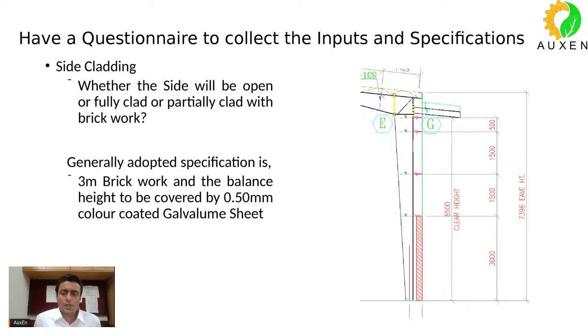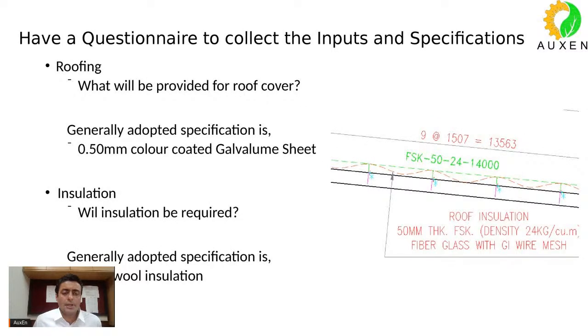So you should always ask, for side cladding, whether you want brickwork till a certain height, and after that what type of sheeting you need. Generally we provide 0.5 thick color coated galvalume sheeting. That is a standard cladding that is provided.